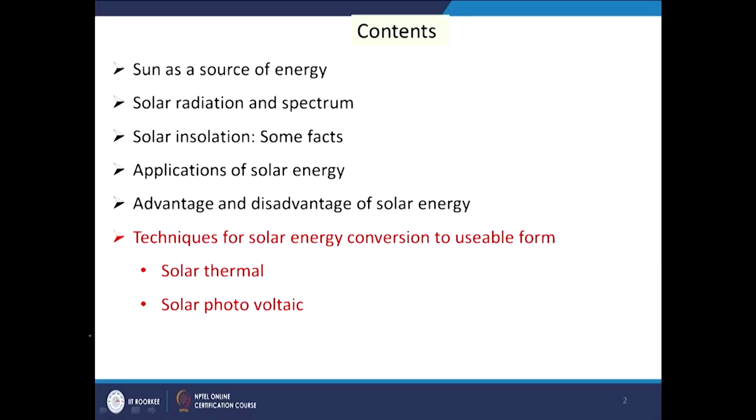Now we will discuss solar energy, and the contents are: the sun as a source of energy, then solar radiation and spectrum, then solar insolation, then application of solar energy, advantage and disadvantage of solar energy, then techniques for solar energy production or conversion to usable form, that is solar thermal and solar photovoltaic. In the first part we will discuss up to advantage and disadvantage, and the next class we will discuss the rest.